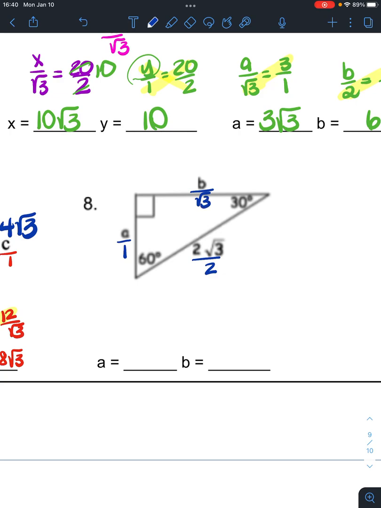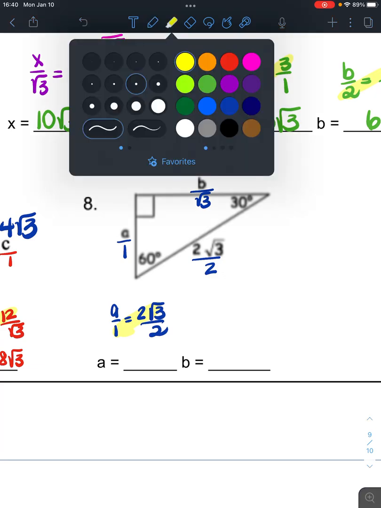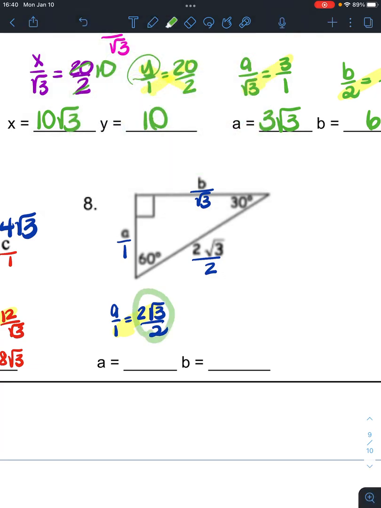Then set up, don't worry about what it looks like, just set it up. A over 1 is equal to 2 root 3 over 2. Cross multiply, so you do 1 times 2 root 3. Well, that's 2 root 3. And then you divide that by that 2, right? So then we divide that by that 2. Well, this 2 out here cancels that 2 underneath there, and you're left with the square root of 3.